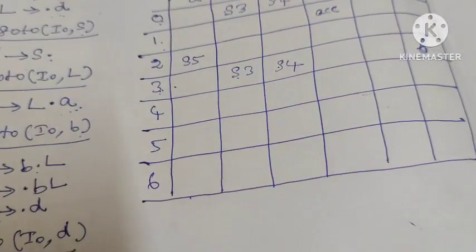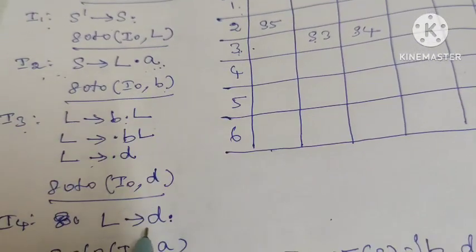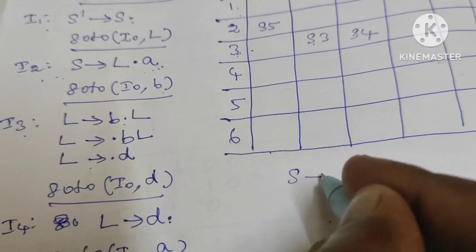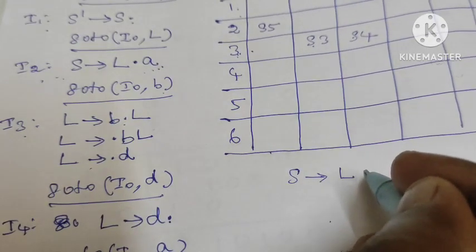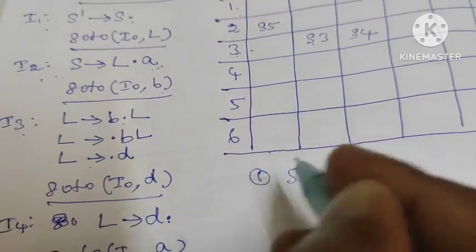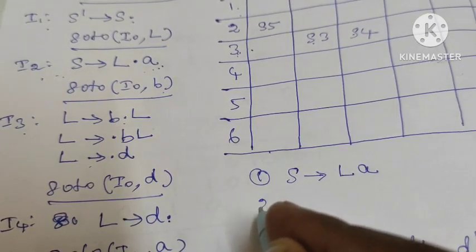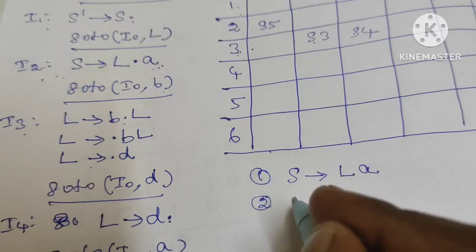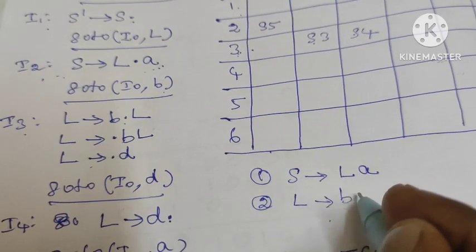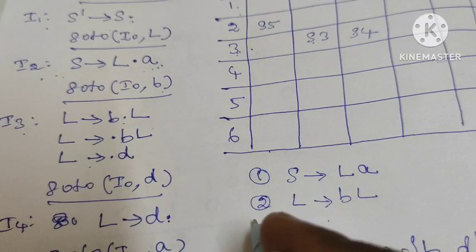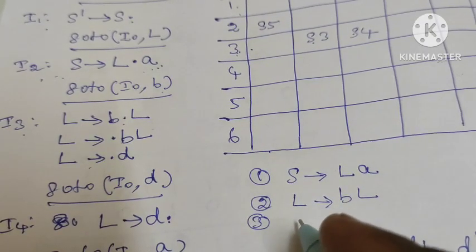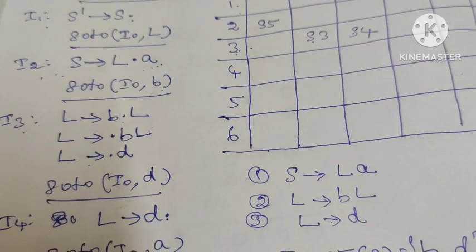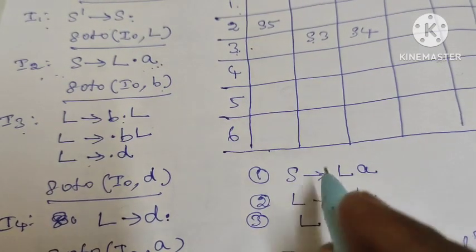At the same time, we have to see what is this production. Now I'll just name the productions. S tends to LA is production number 1. And the second production is L tends to BL, production number 2, and production number 3 is L tends to D. Now what we have to do in this case?